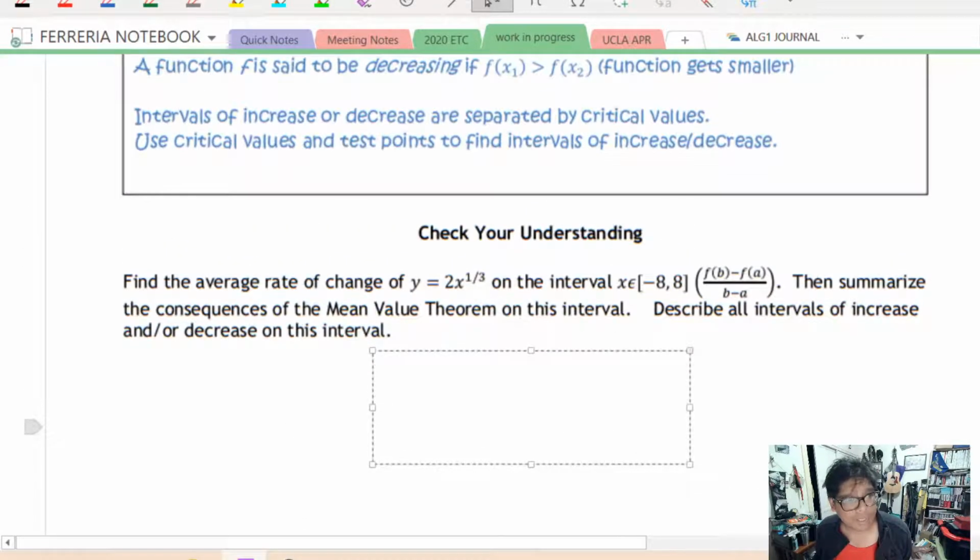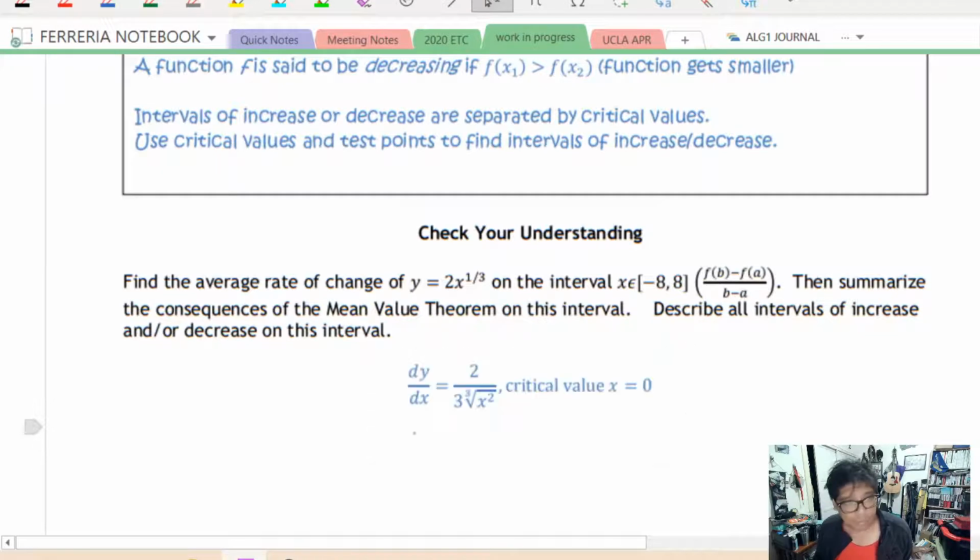Well, first of all, let's find the average rate of change. In order to do that, we're going to have to find the derivative. No, I'm sorry. We don't need to find the derivative to find the average rate of change, but we are going to use that for the mean value theorem.